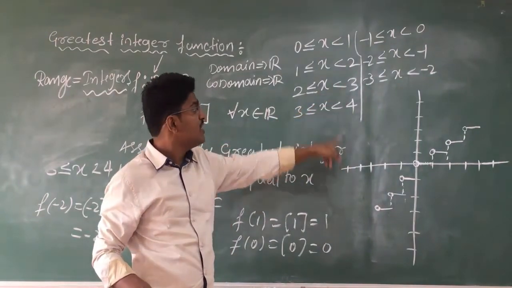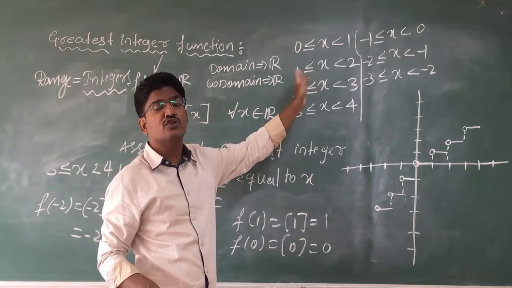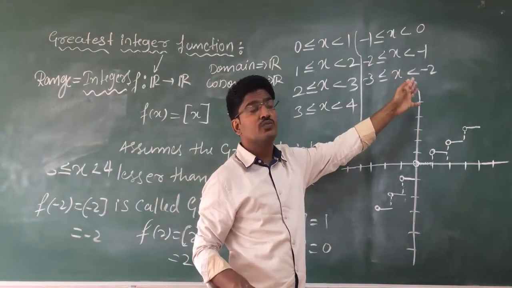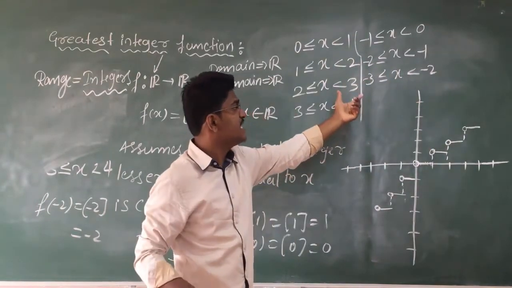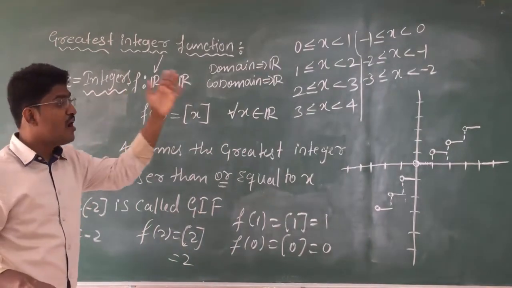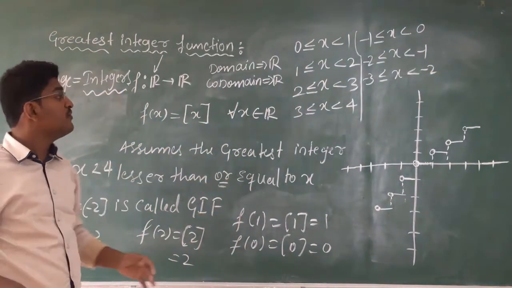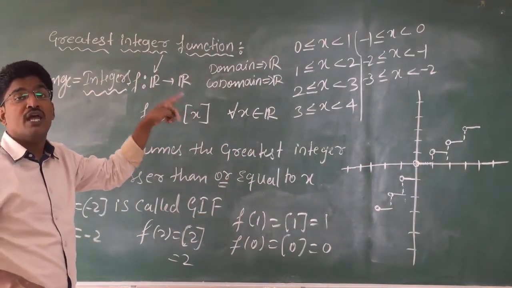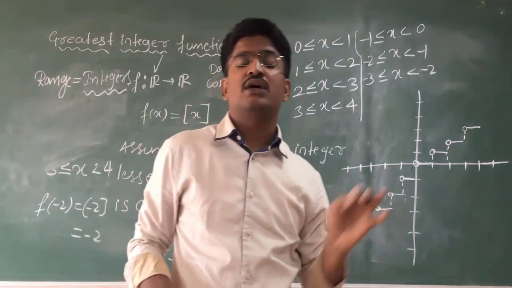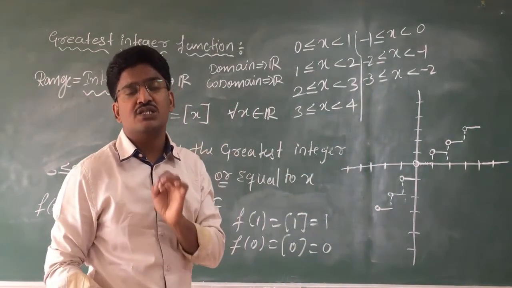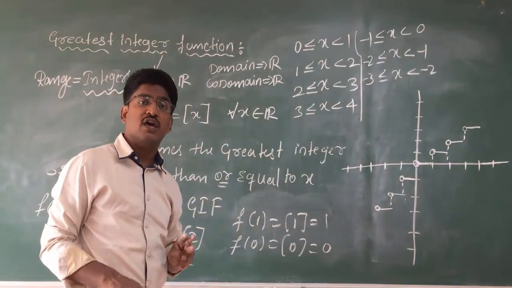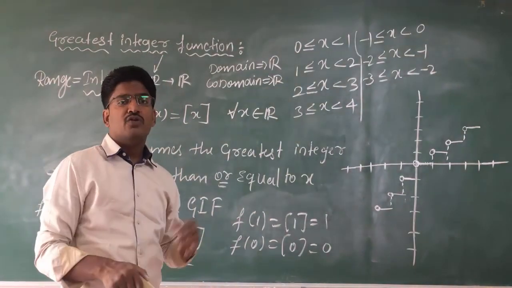Clear? Whenever x is in between 0 to 1, whenever x is in between 1 to 2, 2 to 3, 3 to 4, minus 1 to 0, minus 2 to minus 1, minus 3 to minus 2. These things have to be written with the graph. Are you getting my point? And after that graph, write domain, codomain and range. The domain and codomain are real number set and the range is integers. Clear? These three things are very, very important. Okay? No problem. You take it down.